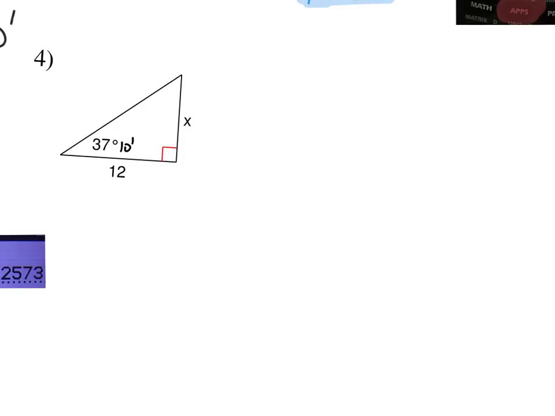Problem 4. The first step is to label the triangle. So we label the hypotenuse. Trigonometry is always about angles. So here the angle is 37 degrees, 10 minutes. So the x is going to be the opposite. 12 is then going to be adjacent. Our active sides are opposite and adjacent.